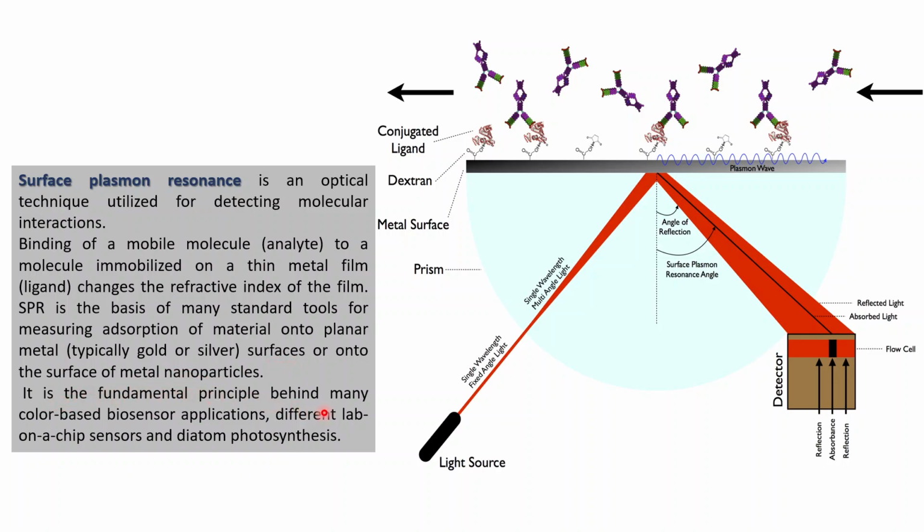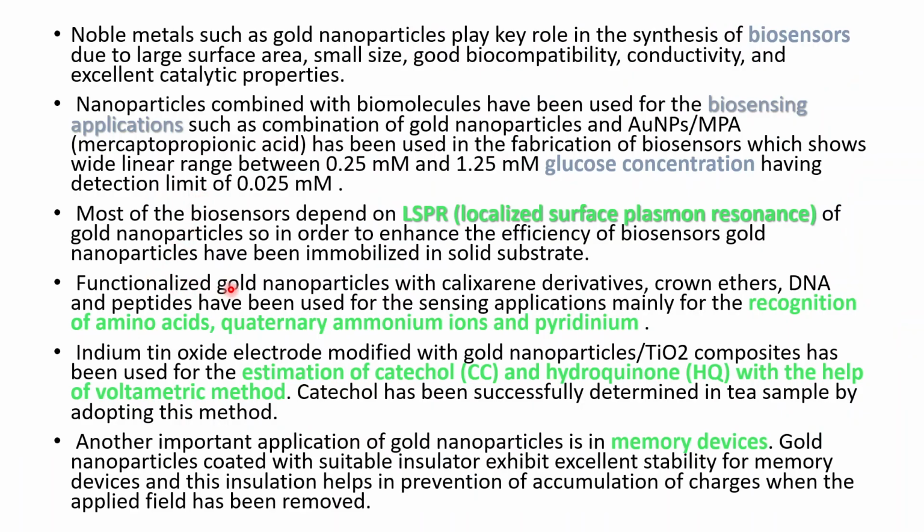It is the fundamental principle behind many color-based biosensor applications, different lab on a chip sensors and diatom photosynthesis. The lab on a chip we will discuss later, and these are all based on the surface plasmon resonance. And the functionalized gold nanoparticles with calcium derivative, crown ethers, DNA, and peptides have been used in sensing applications, mainly in the recognition of amino acids, quaternary ammonium salts, and pyridinium. And these are all the sensing applications which the gold nanoparticles possess.